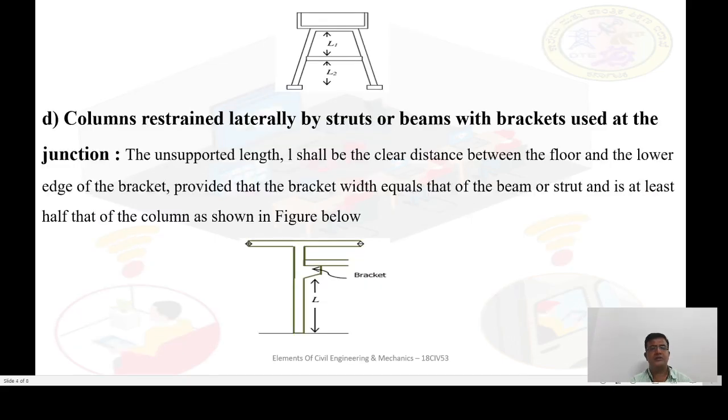Next, columns restrained laterally by studs or beams with brackets used at the junction. The unsupported length L shall be the clear distance between the floor and the lower edge of the bracket, provided that the bracket width equals that of the beam or stud and is at least half of that of the column, as shown in the figure.